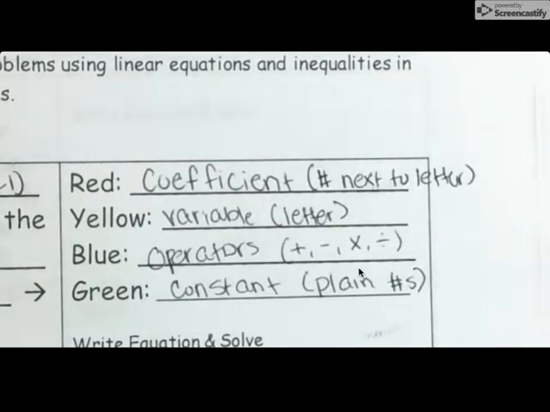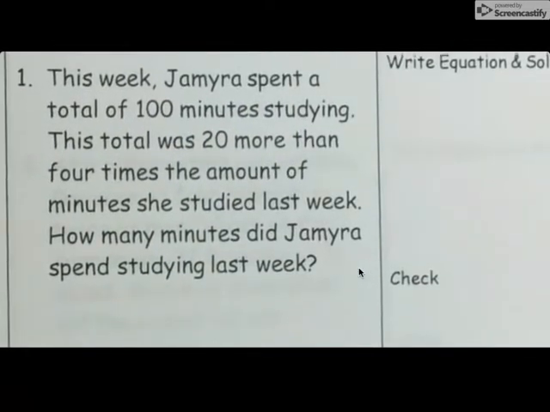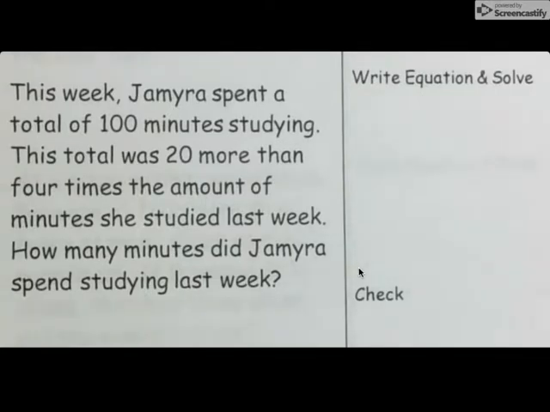So, let's look at number 1. And we'll see how this goes. Again, if it's something that doesn't work for us, we can try a different strategy. So, it says, this week, Jamira spent a total of 100 minutes studying. This total was 20 more than 4 times the amount of minutes she studied last week. How many minutes did Jamira spend studying last week?